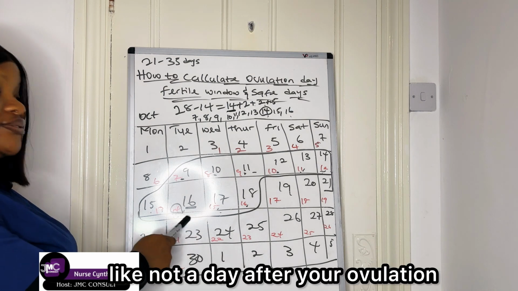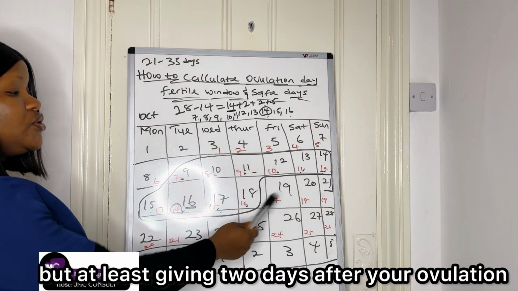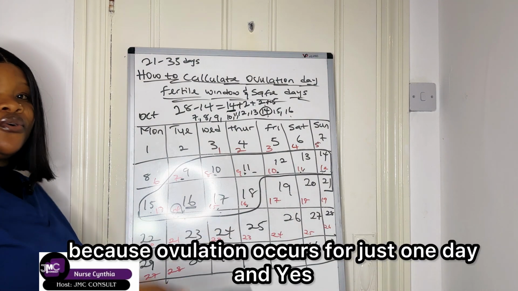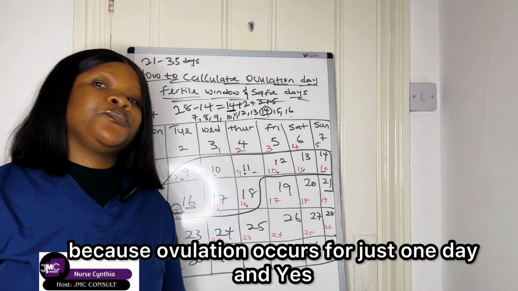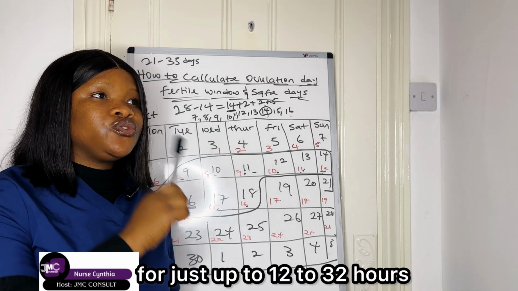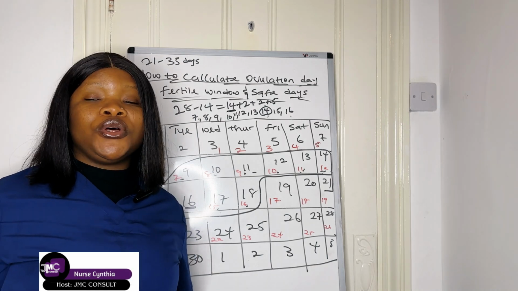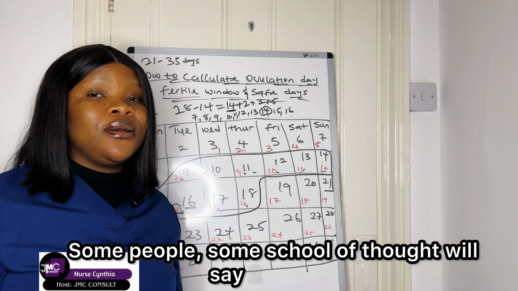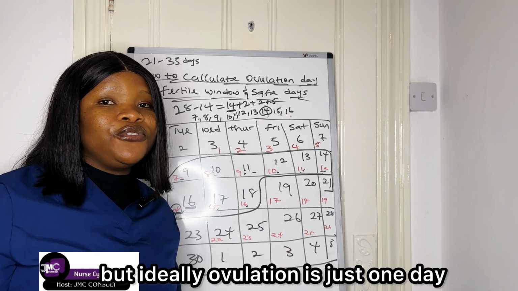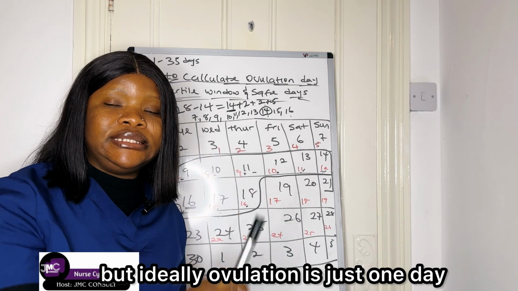Like not a day after your ovulation, but at least giving 2 days after your ovulation, because ovulation occurs for just one day. Yes, for just up to 12 to 32 hours. That is when ovulation occurs. Some schools of thought will say 24 hours, but ideally, ovulation is just one day.